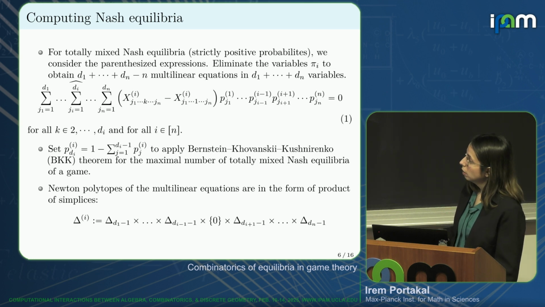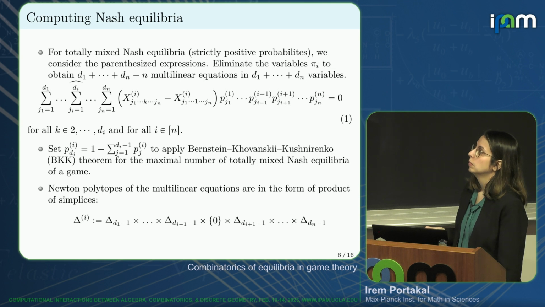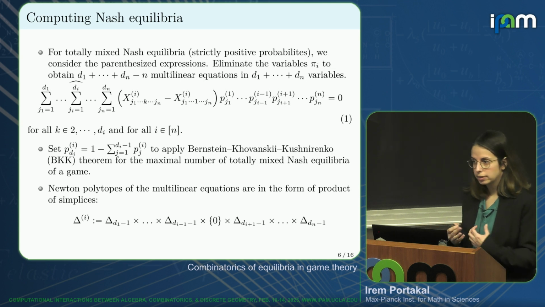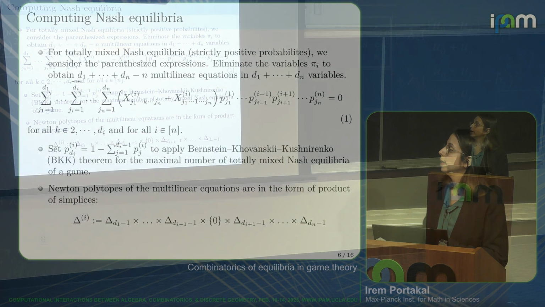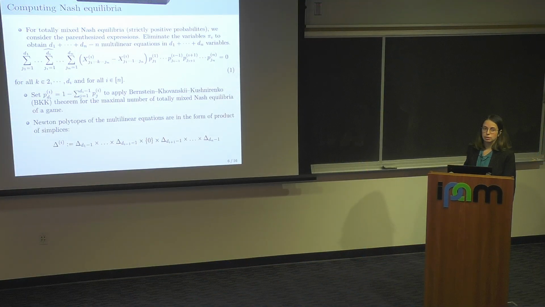And I can eliminate one more variable, the last one, because this is basically a probability. It can be written as 1 minus the sum of all others. And I get a square system of d1 plus dn minus n multilinear equations in the same number of variables. It's going to be a nice system that I can use the BKK theorem on, if you're familiar with that. So what you're doing is you're taking your equation, taking the Newton polytope of that equation, and computing the mixed volume, which is not always easy. And this is going to give you an upper bound for the number of solutions of this system.